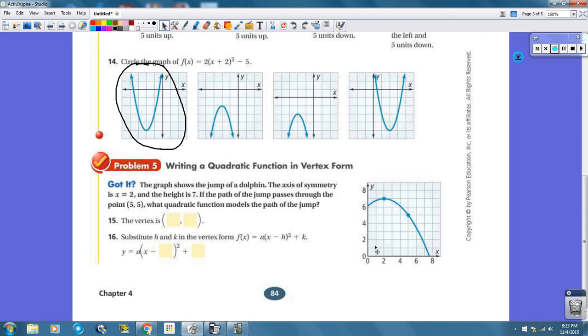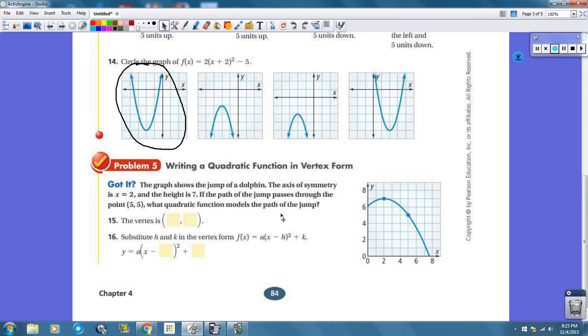Now what they're having you do is, the graph shows the jump of a dolphin. The axis of symmetry is x equals 2. The height is 7. If the path of the jump passes through the point (5, 5), how do you get the equation? That's what they're using that to do. And that's actually not that difficult.